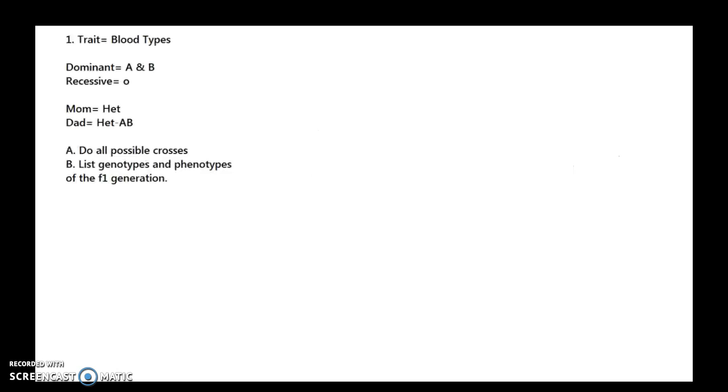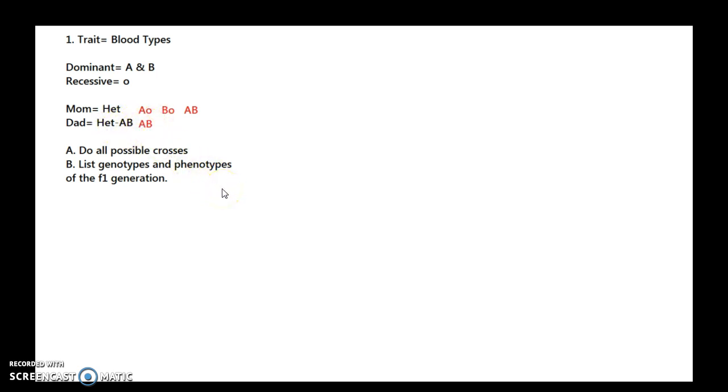So looking at worksheet 3. Number 1 is blood types. Telling you once again, dominant is A and B, recessive is O. Telling you that mom is het. I didn't tell you for what. And dad is het AB. Do all possible crosses, list the genotypes and phenotypes. So if mom is het, and I'm not telling you what she's het for, there are a couple combinations for her. She could be het A, het B, or het AB. We don't know. Dad is het AB, so we know exactly what he is.